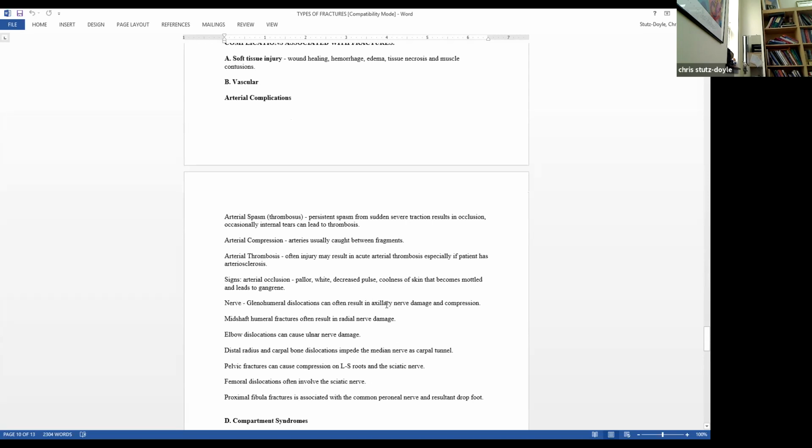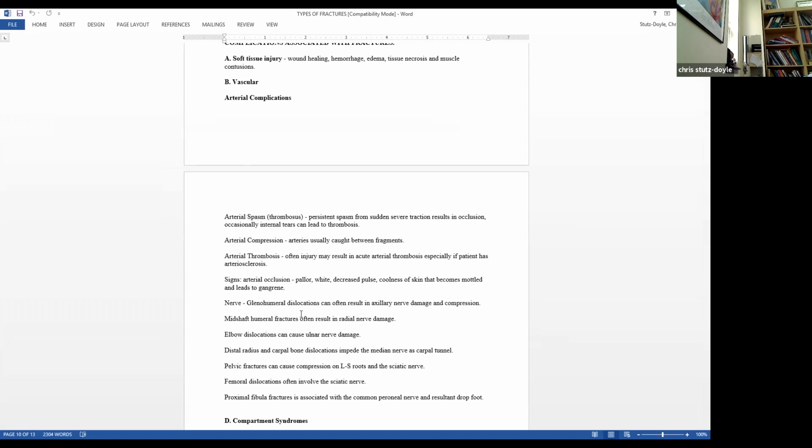Glenohumeral dislocations can result in axillary nerve damage and compression. So if we have a glenohumeral dislocation, most dislocations in the glenohumeral joint occur anteriorly. And if we have damage to the axillary nerve, then for anything innervated by the axillary nerve we can have weakness, and we can also have loss of function.